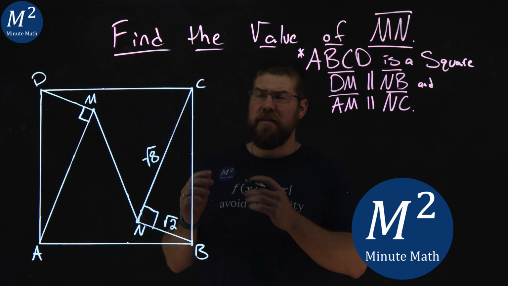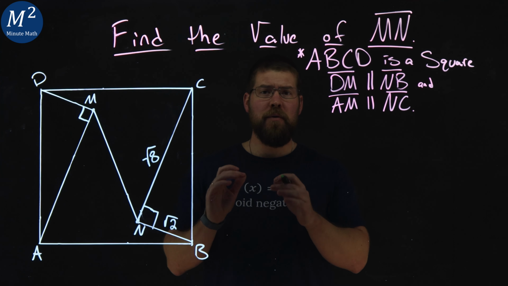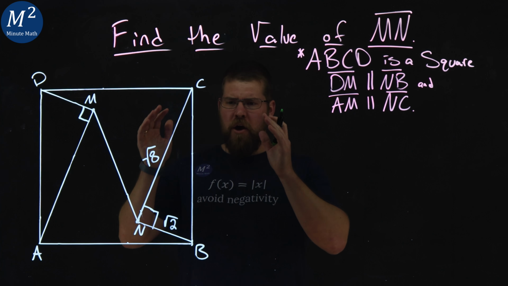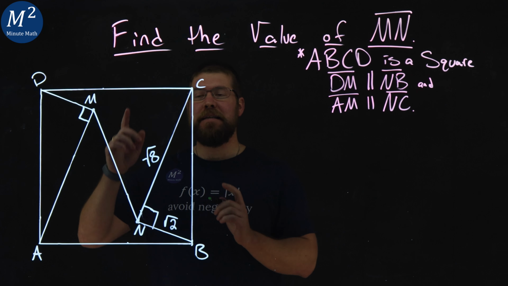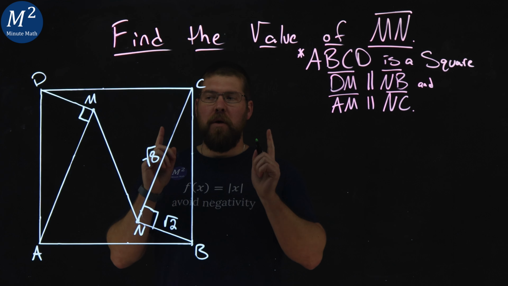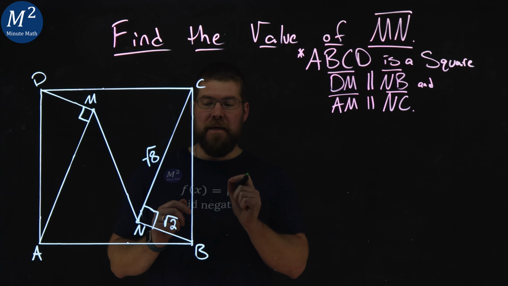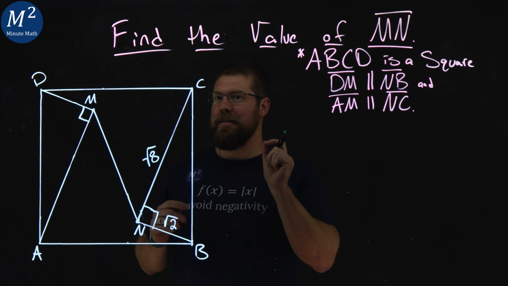And we have an interesting problem here. We're given this figure, and we want to find the value of MN, the length of line segment MN. What do we have in our figure here? We have a square ABCD that's given. We know that line segment DM is parallel to NB, as well as AM is parallel to NC.